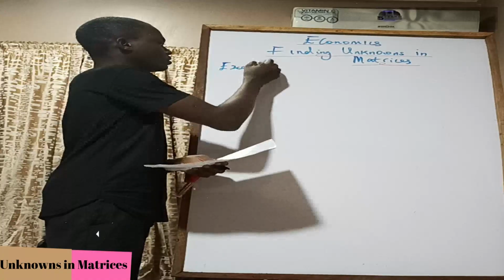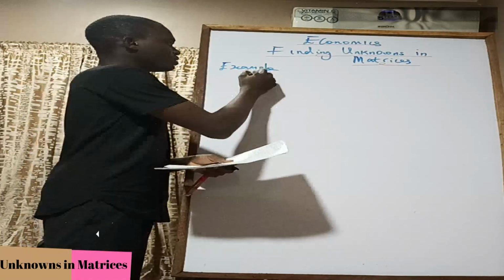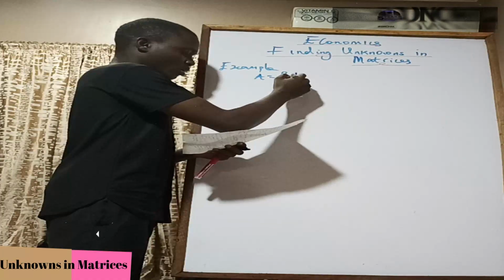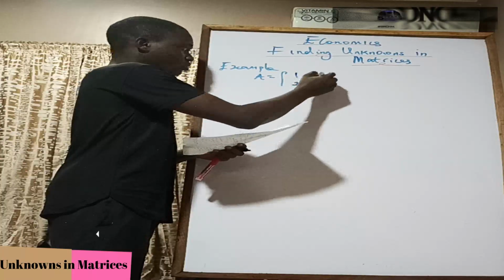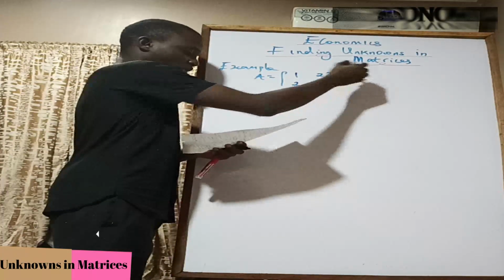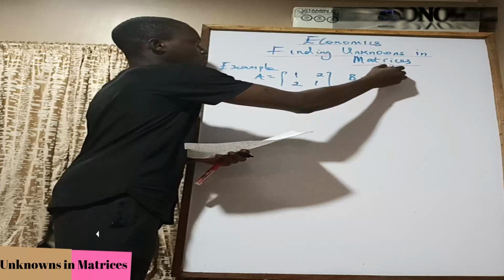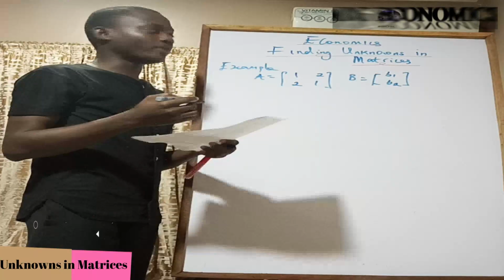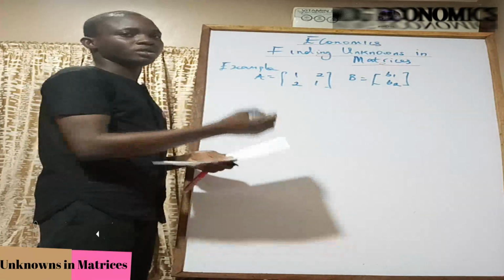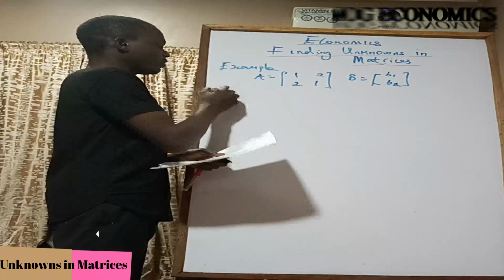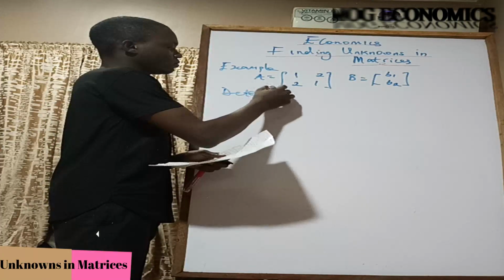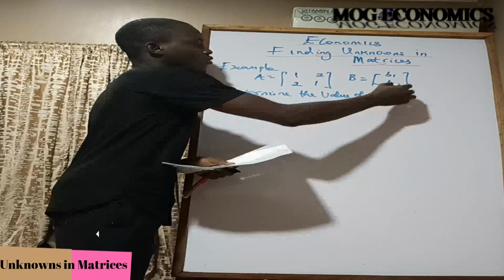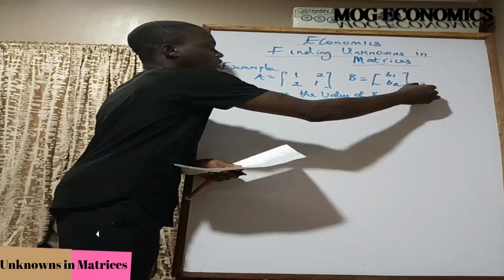Example one. Matrix A is equal to 1, 2, 2, 1, and matrix B is equal to B1 and B2. What we have to do here is determine the value of K to satisfy AB equals KB.